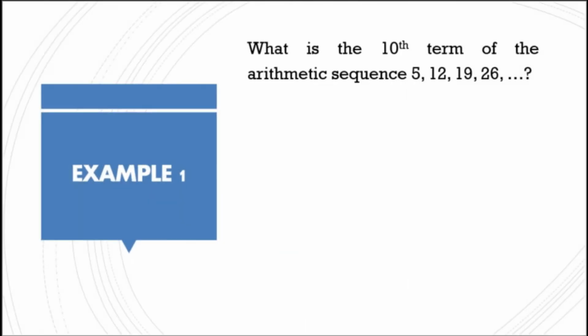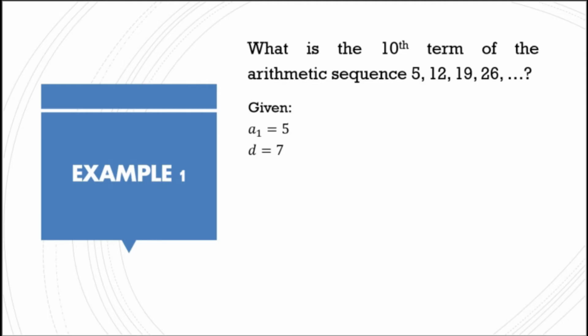Let us have an example. What is the 10th term of the arithmetic sequence 5, 12, 19, 26, and so on? In the first step, we determine the given. a sub 1 or the first term is 5, and the value of d or the common difference is 7. We get 7 by subtracting two consecutive terms in the sequence. For instance, 26 minus 19, which is 7.